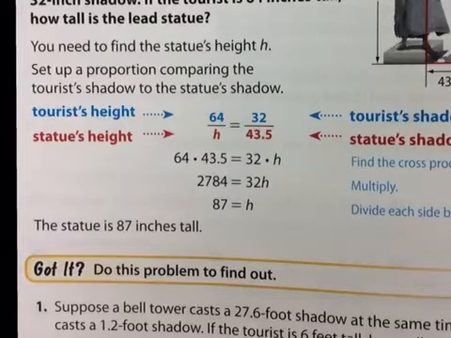We can do cross product, 64 times 43.5, as you see there, and 32 times h, as you see there. And then we isolate the h over here, so we divide this side by 32. So we bring the 32 over, as we've done in the past. We isolate the variable right there and invert the operation, so that this becomes divided by 32, and we get 87. So the statue is 87 inches tall.